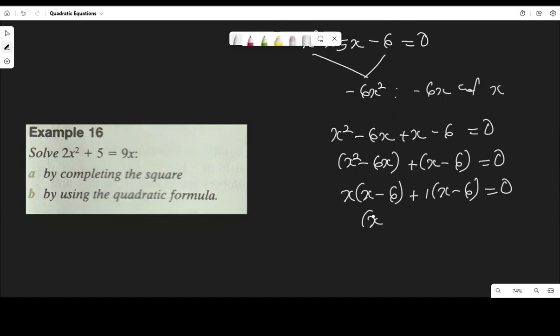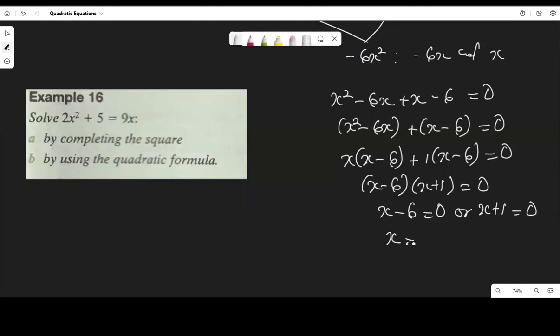We have a common factor s minus 6. Then we'll group this and this: s plus 1 equal to 0. Either s minus 6 is equal to 0 or s plus 1 is equal to 0. Hence, s is equal to 6 or minus 1. When this minus 6 crosses equality, it becomes plus 6. When plus 1 crosses equality, it becomes minus 1.